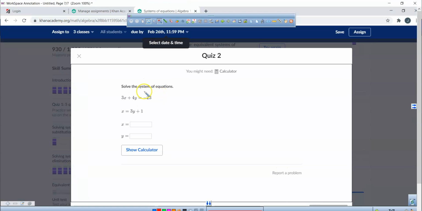Now this says solve the system of equations if x was equal to 3y plus 1. All right. So what are we going to do? We're going to plug in. We're going to plug in 3y plus 1.